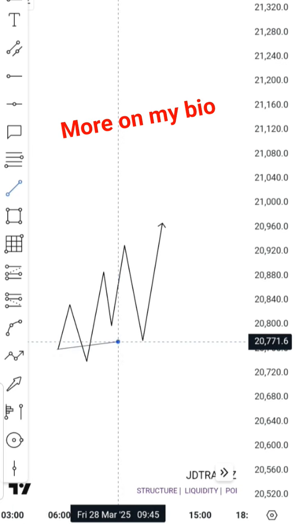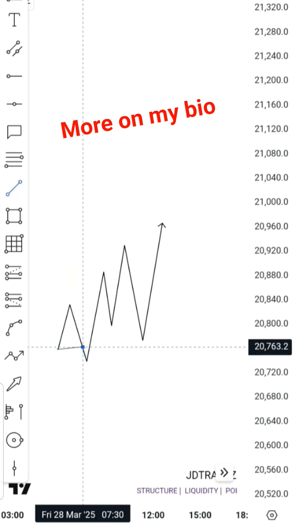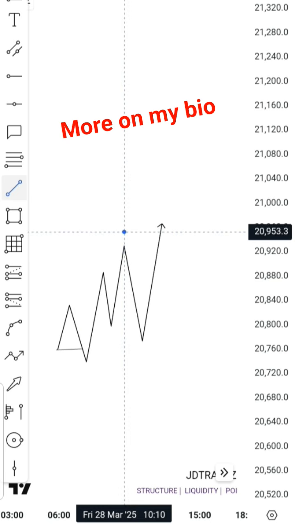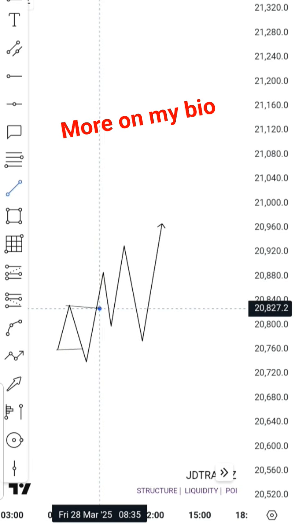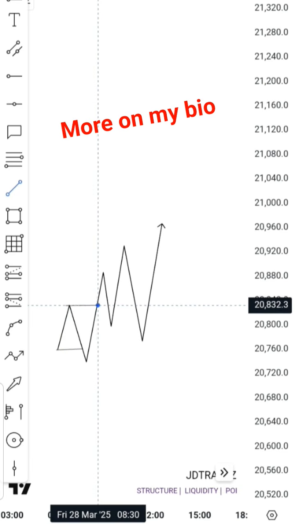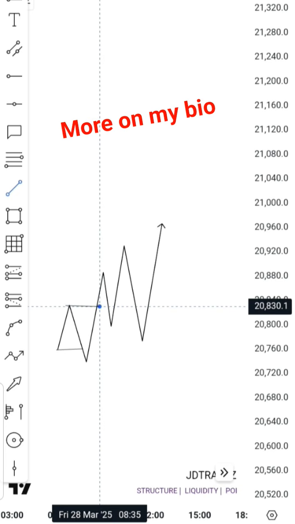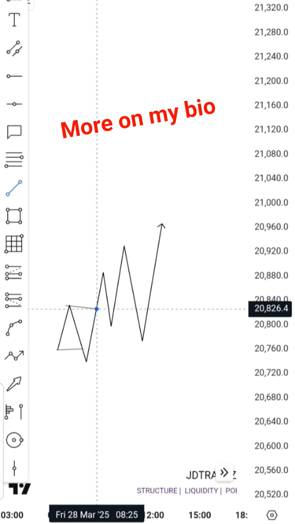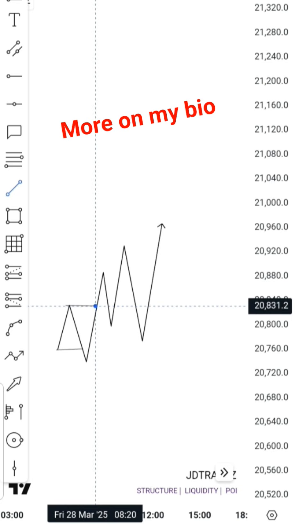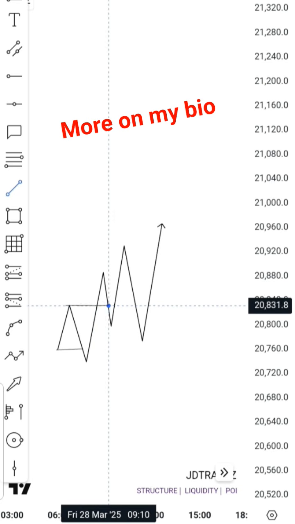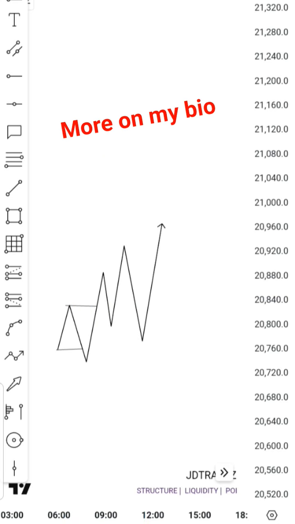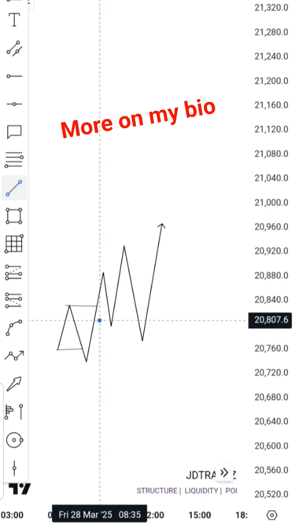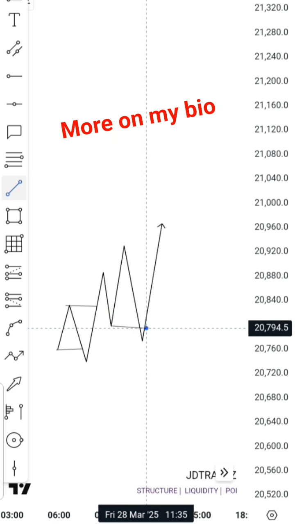Let me mark them out for you. This is a sweep of liquidity here. This right here, this is a sweep of liquidity. Then next you have a sweep of liquidity, then you have a break of structure to the upside. That's the first structural break, which we can also call transactional liquidity, which is the break of the structure. Then you wait for the structural liquidity, which is your inducement.